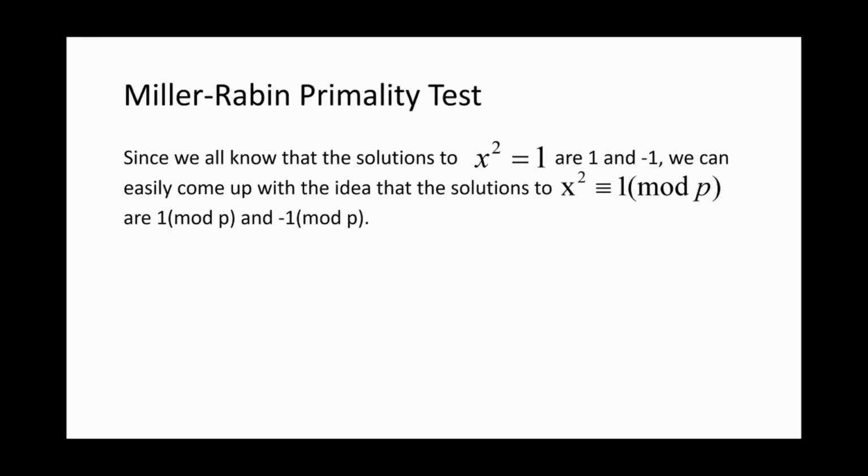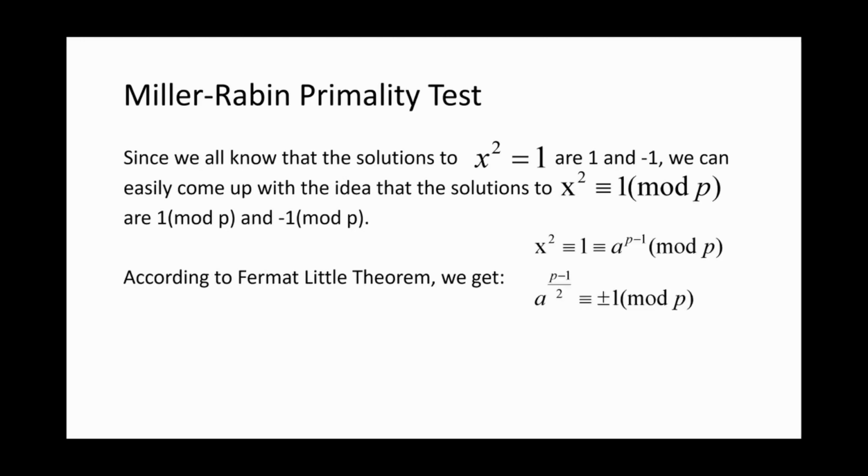Miller-Rabin Primality Test. Since we all know that the solutions to x squared equals 1 are 1 and minus 1, we can easily come up with the idea that the solutions to x squared congruent to 1 modulo p are 1 modulo p and minus 1 modulo p. According to Fermat Little Theorem, we get x squared is congruent to 1, which is congruent to a to the power of p minus 1 modulo p. We then get a to the power of (p minus 1)/2 is congruent to 1 or minus 1 modulo p, as long as p minus 1 is divisible by 2.